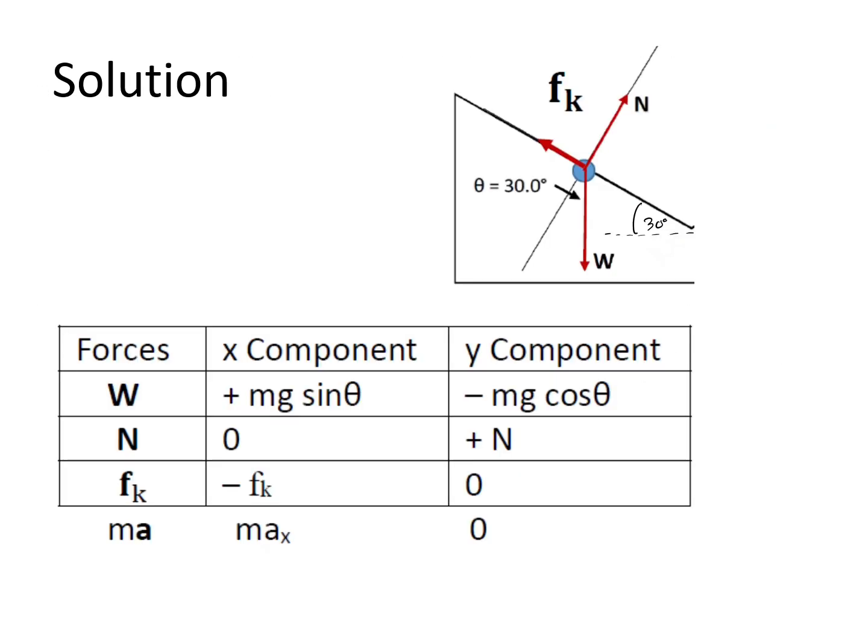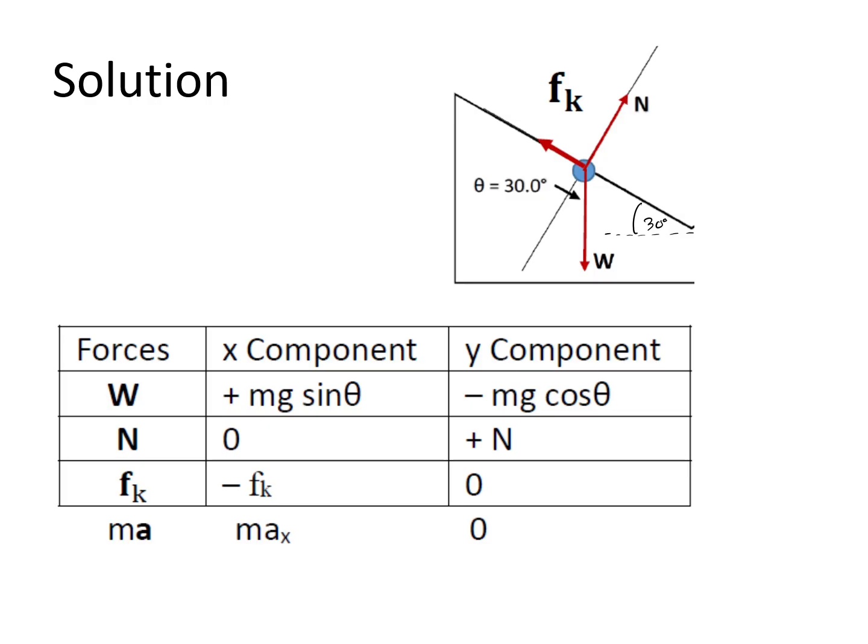The free body diagram shows three forces acting on the block. The weight acts straight downward. The normal force N acts perpendicular to the ramp away from the surface. The kinetic friction force F sub k acts up the ramp because the block is sliding down the ramp.